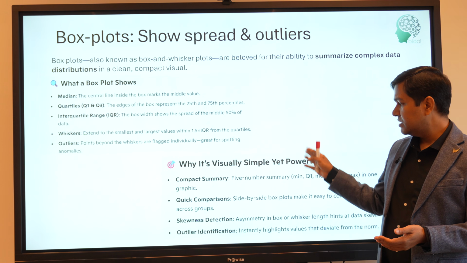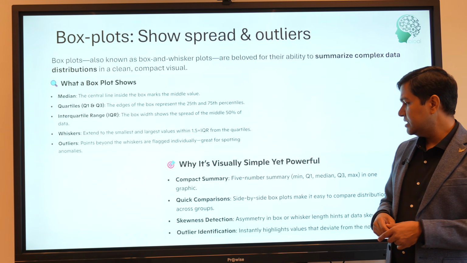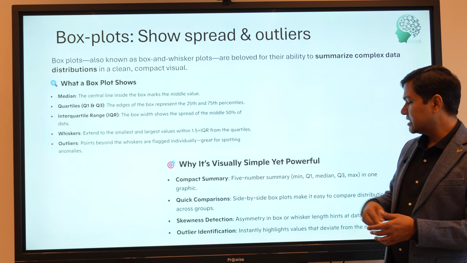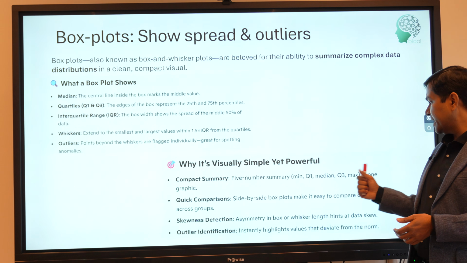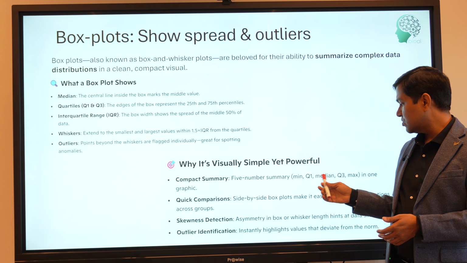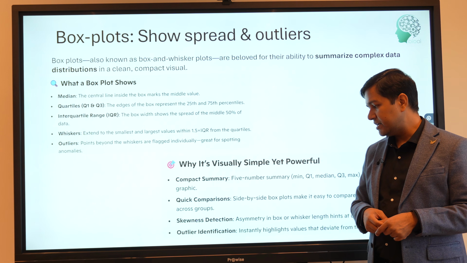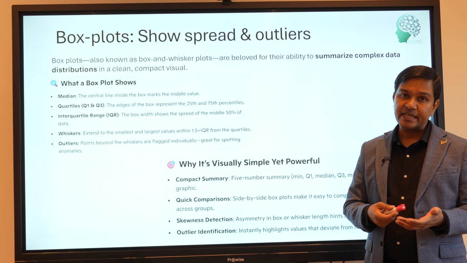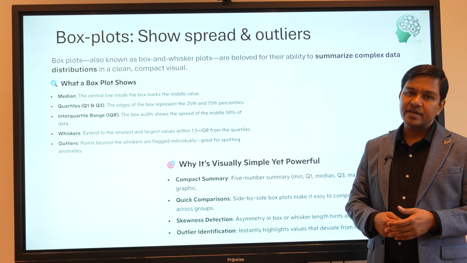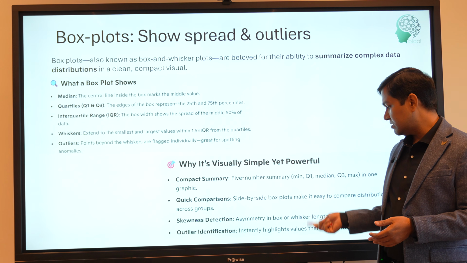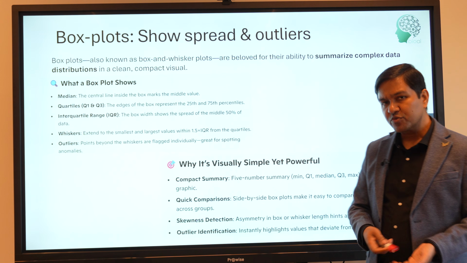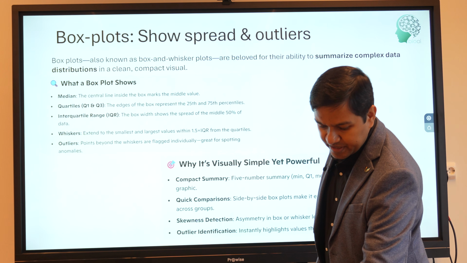So it helps in giving a compact summary using the min, the max, quartile 1, quartile 3 and median in one simple graphical representation. It helps in identifying the skewness of the data, and outlier identification is also rather easier.